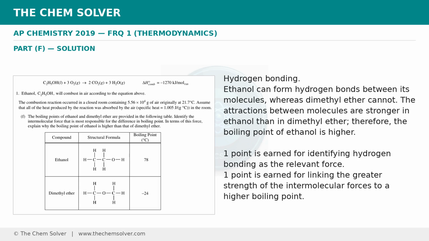Hydrogen bonding. Ethanol can form hydrogen bonds between its molecules, whereas dimethyl ether cannot. The attractions between molecules are stronger in ethanol than in dimethyl ether. Therefore, the boiling point of ethanol is higher. 1 point is earned for identifying hydrogen bonding as the relevant force. 1 point is earned for linking the greater strength of the intermolecular forces to a higher boiling point.